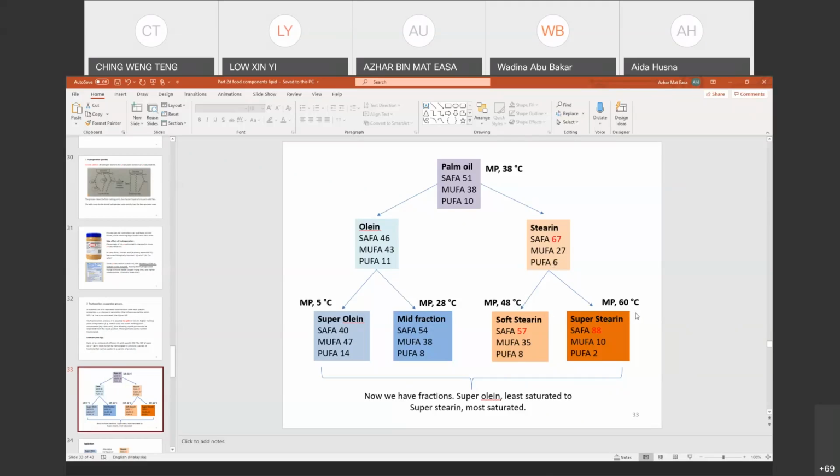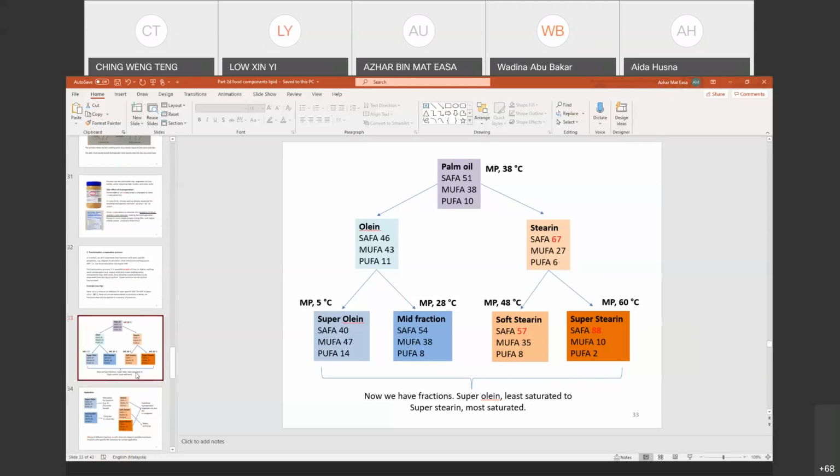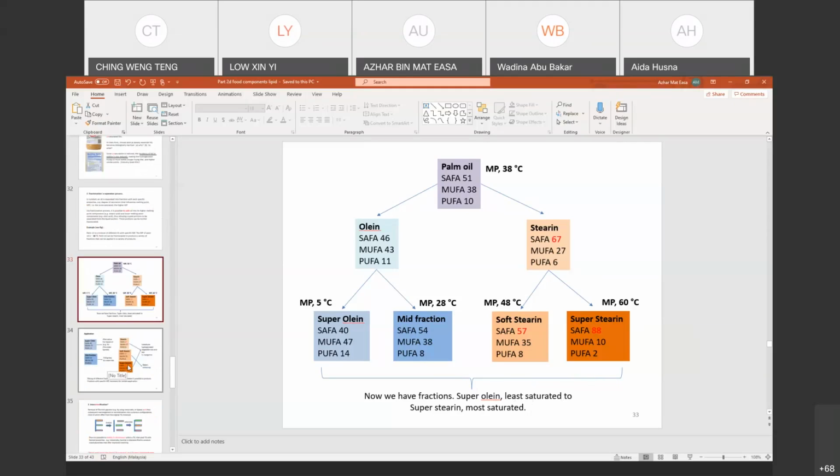So what do you want? You want it to be high melting point or low melting point? Because different products will ask for different melting point properties. So we have different fractions now. Super olein is the least saturated here, to super stearine, melting point 60 degrees C, more saturated. Okay, it's like playing with your palm oil by fractionation.